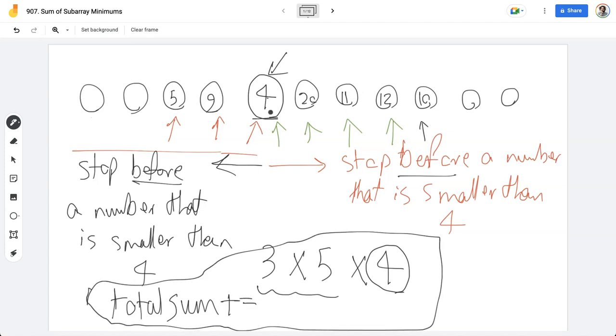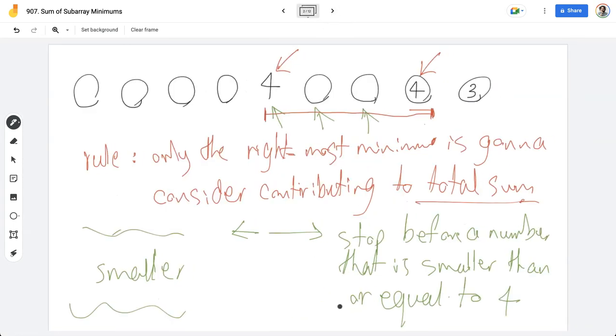So we reduced the problem to finding a number that is the first number that is smaller than or equal when we are going to the right, and the first number that is smaller to the left. So let's see how we can solve this problem.